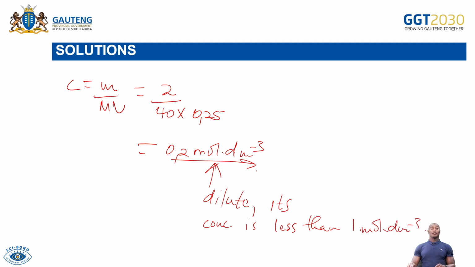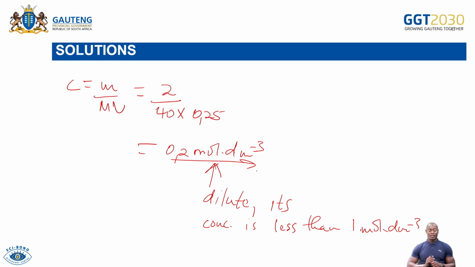That is very, very important. So this solution of sodium hydroxide is dilute, right? Why is it dilute? Because its concentration is less than 1. If the concentration was greater than 1, then we would say this solution of sodium hydroxide is concentrated, but it's dilute in this case. Why are we concluding it as being dilute? It's because its concentration is less than 1. You can see it's 0.2, which is less than 1, right?